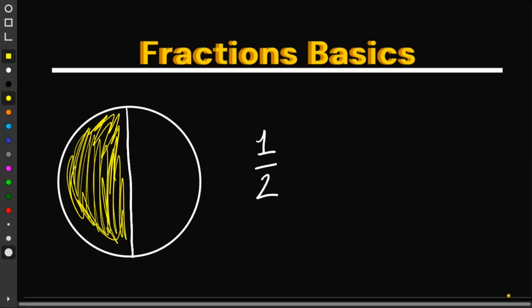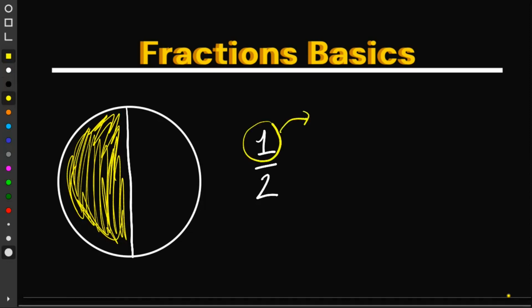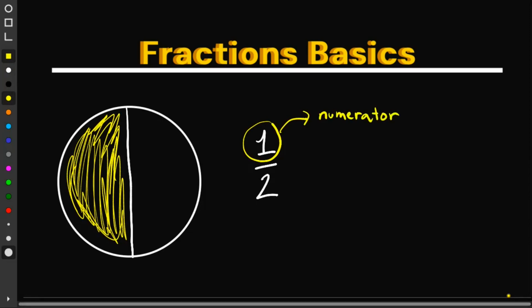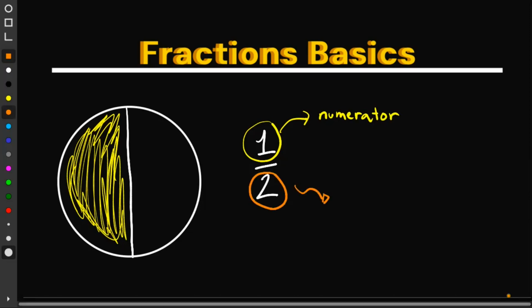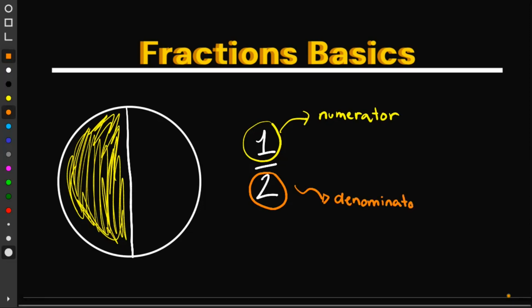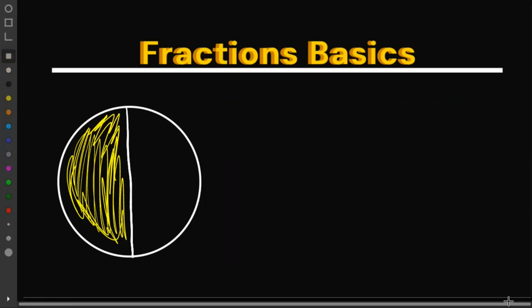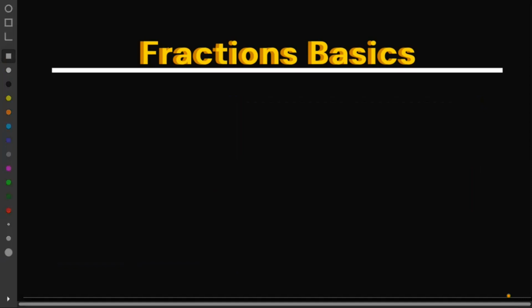Now note that this over here is called the numerator, and the bottom portion is called the denominator. Also, note that this denominator cannot be equal to 0. Let's try more examples.